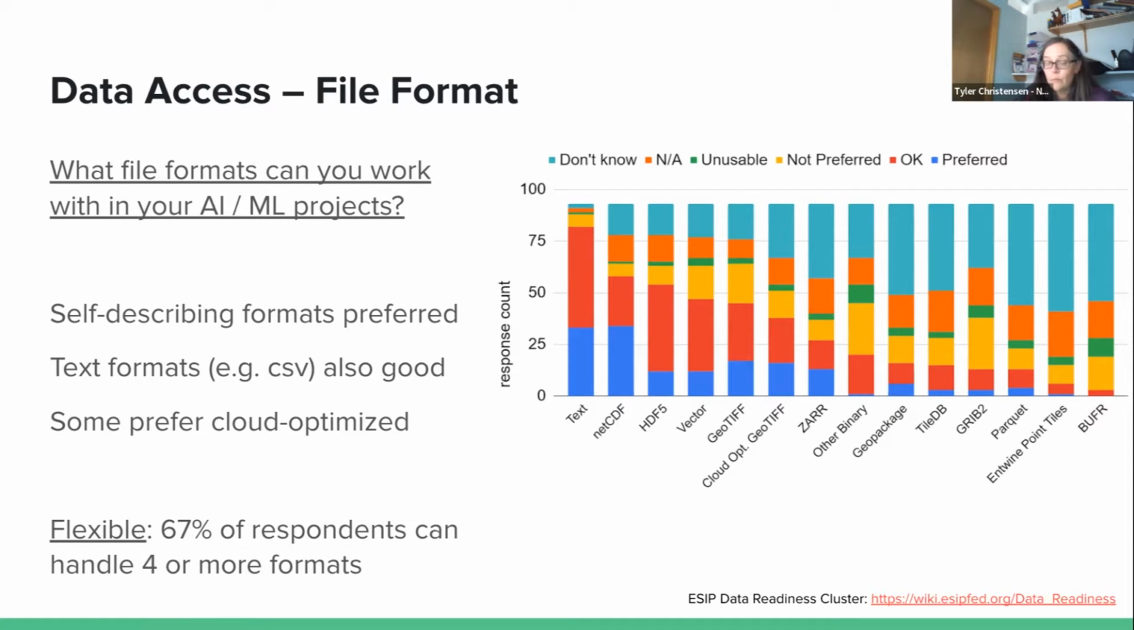But an important point here is that folks are flexible. A full two-thirds of the respondents said that they can handle 4 or more formats. So for 4 or more, they answered either okay or preferred. So there's a lot of flexibility in the kinds of files that people can work with. Next, please.